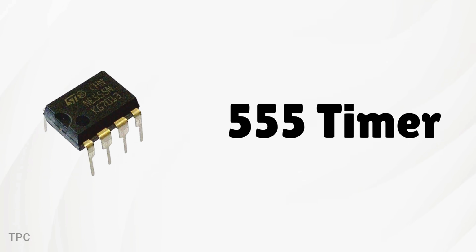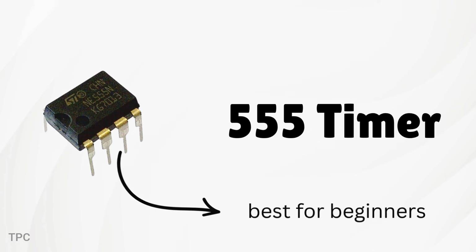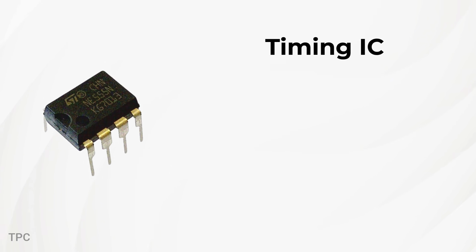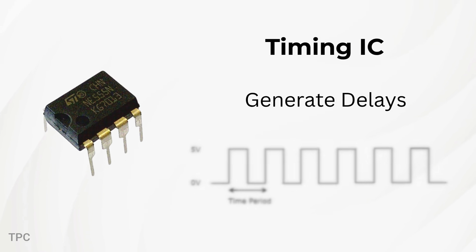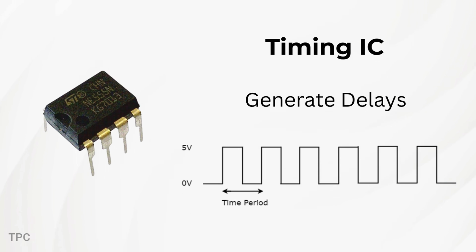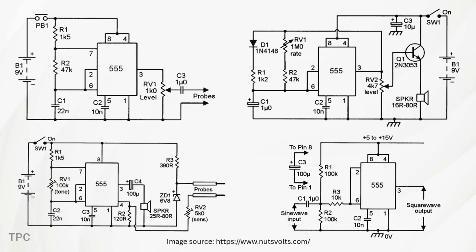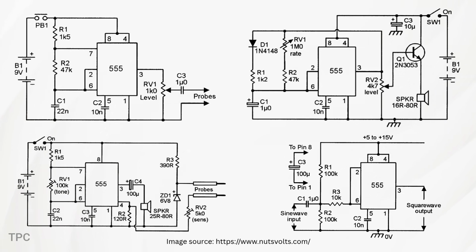the 555 timer IC is one of the most popular ICs ever made, and honestly, one of the best starting points for beginners. It's basically a timing IC, which means it can generate delays or create continuous on and off signals, also called pulses. You can control these delays and pulses just by changing a few external components, mainly resistors and capacitors. And that's exactly why it's used in so many simple projects and small electronic products.